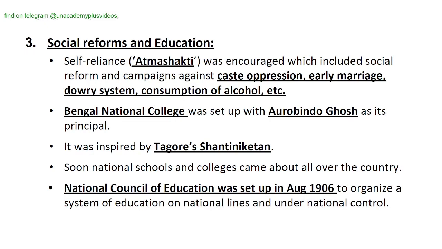Social reforms and education. Self-reliance, that is Atma Shakti, was encouraged, which included social reform and campaign against the caste system, early marriage, dowry system, consumption of alcohol, etc. Bengal National College was set up with Aurobindo Ghosh as its principal. It was inspired by Tagore's Shantiniketan. Soon, national schools and colleges came about all over the country.